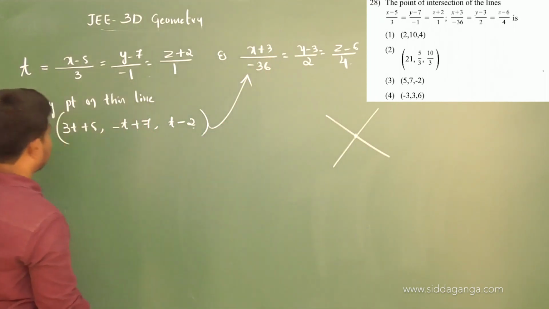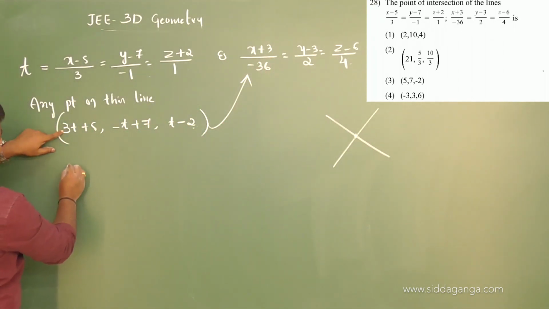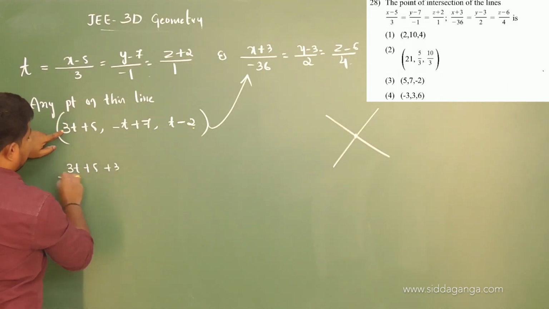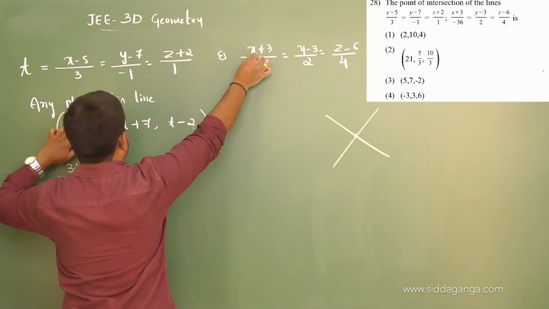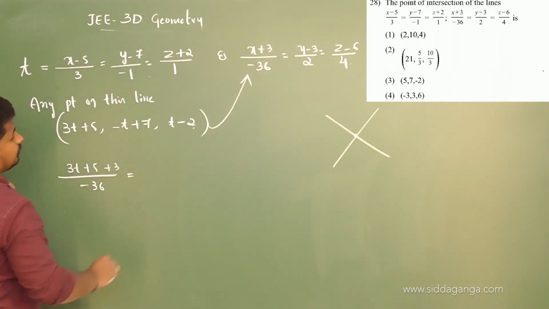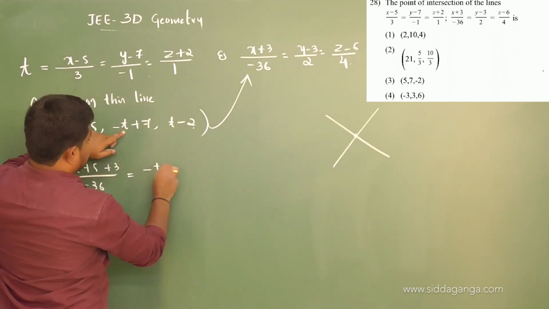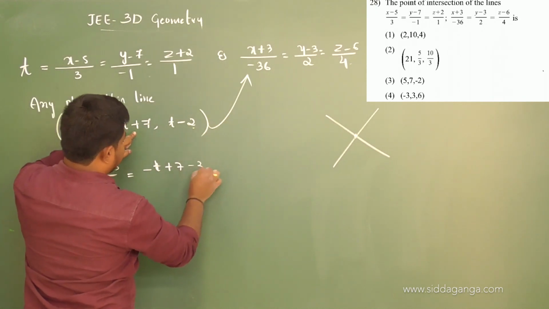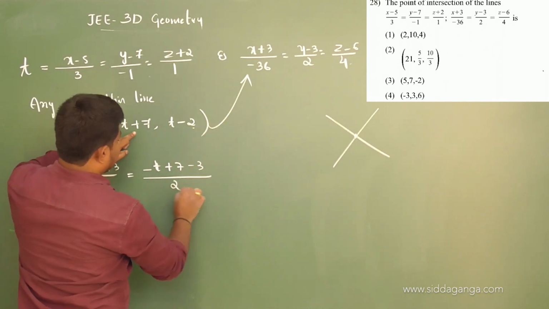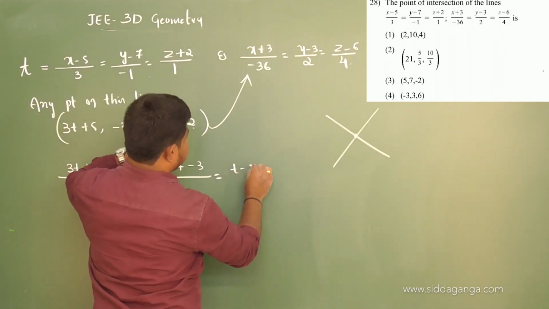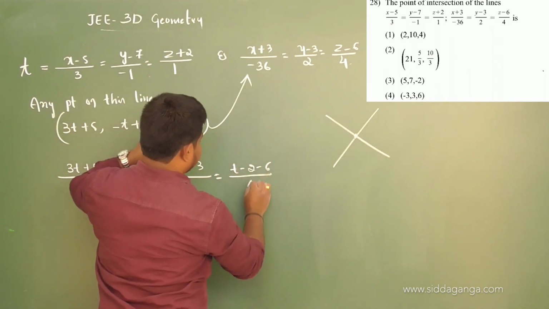So let me substitute in place of x, 3t plus 5. So (3t plus 5 plus 3) by minus 36 is equal to, in place of y, (minus t plus 7 minus 3) divided by 2, that is equal to, in place of z, (t minus 2 minus 6) by 4.